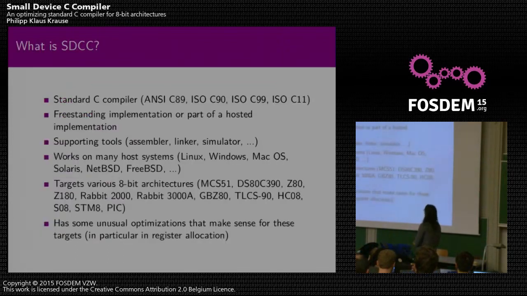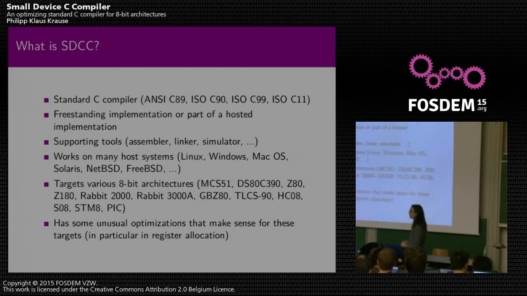Okay, so what is the small device C compiler? Well, it's a standard C compiler supporting various C standards, with the C99 and C11 standards being the latest. It's mostly meant as a freestanding implementation, but it could also be used as part of a hosted implementation. For a hosted implementation, it would be a little bit more incomplete. There are also supporting tools included, such as an assembler, linker, and simulators for the target architectures. It works on plenty of host systems, such as GNU/Linux, Windows, macOS, and various other Unixes.